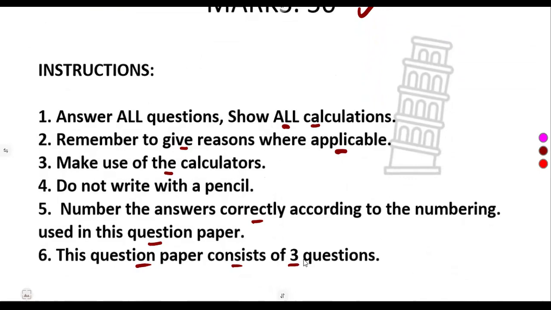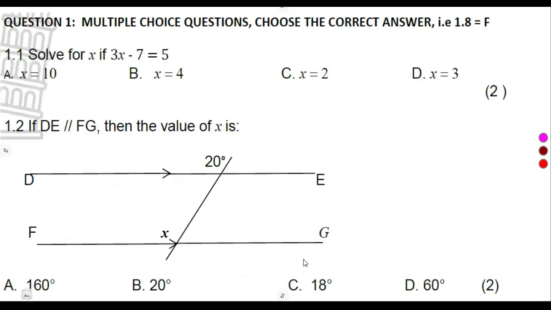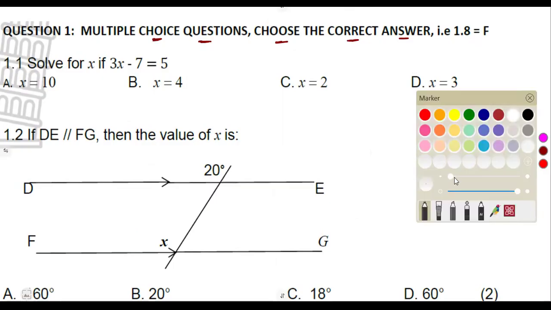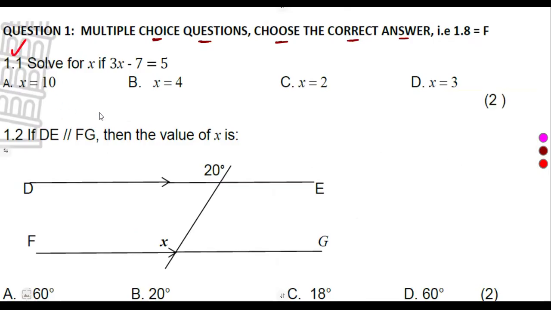So, guys, all right, let us quickly go through our questions and see how we're supposed to answer these typical questions. On question number 1, we were given multiple choice questions. Choose the correct answer. That is 1.8 is equal to F. Okay, just choose the correct answer from the answers that are given. All right, so the first one, which is 1.1, solve for X.